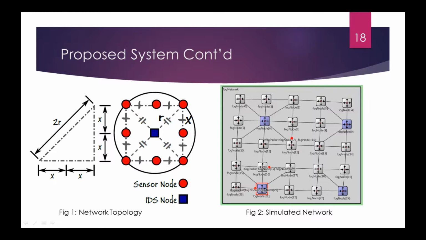We found that the relationship between R and X should be that X is equal to R times root 2 over 2, just so that we don't have interference between one group of nodes and another group of nodes.